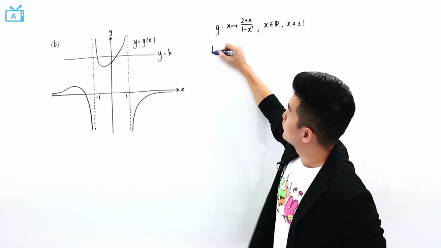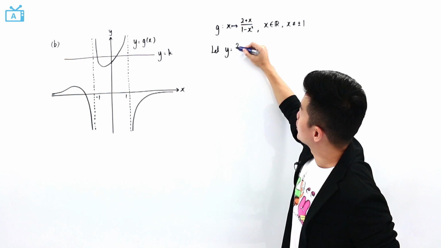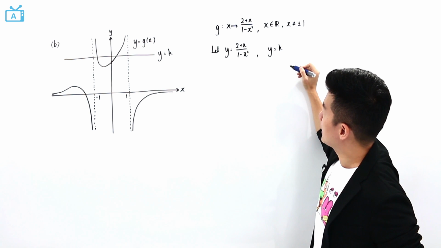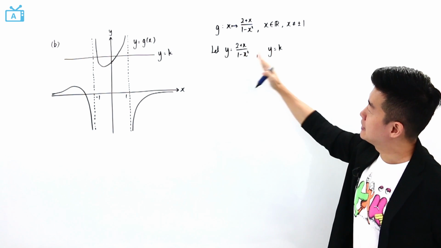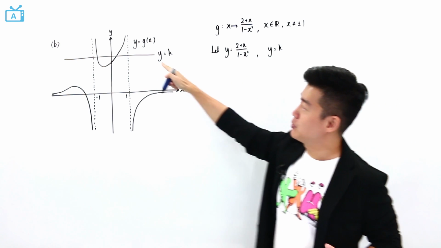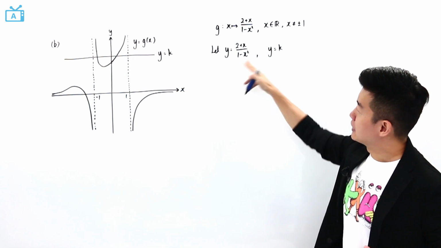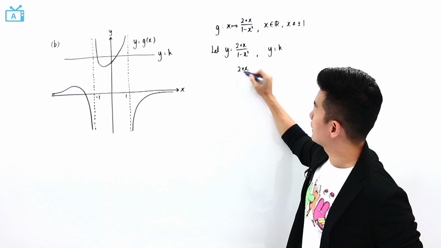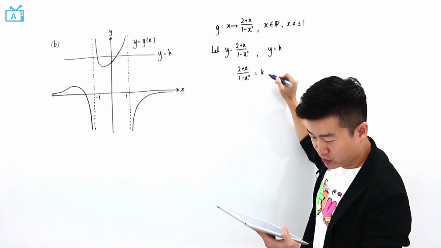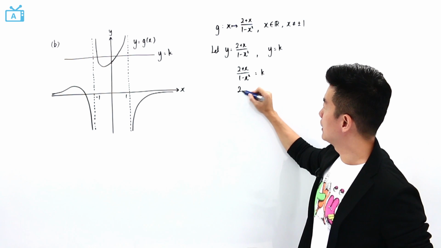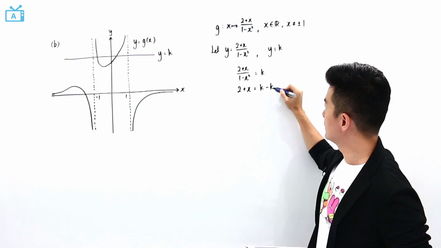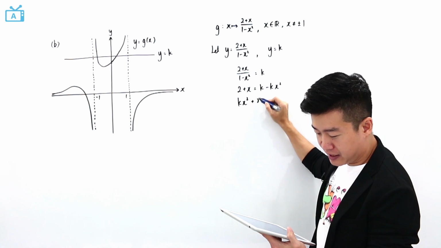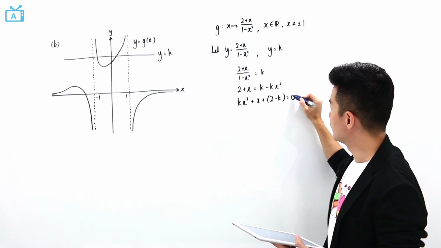So algebraically, this is what I'm going to do. I'm going to let y be equal to g(x), so this (2 plus x) over (1 minus x squared), and I'm also going to let y be equal to k. I'm going to solve this pair of simultaneous equations, and because I want this line and this curve to intersect, the simultaneous equations should give me a solution. So let's see what we get. (2 plus x) over (1 minus x squared) is equal to k. If I cross multiply, 2 plus x is going to be k minus kx squared. Bring everything over to one side, I have kx squared plus x plus 2 minus k equals 0.